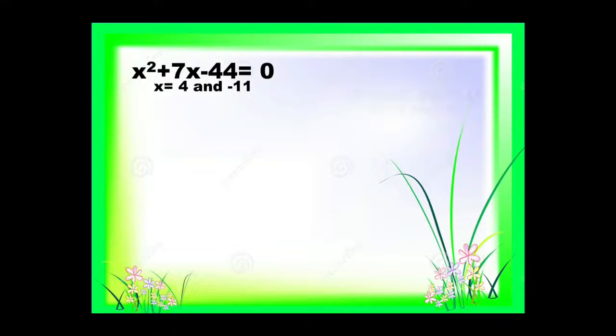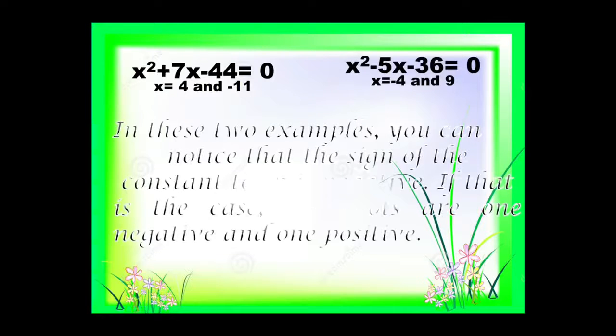Considering these two examples, the sign of the constant term is negative. If that is the case, the roots are one negative and one positive. As you can observe, we have negative 44 and negative 36. I will repeat, if the sign of the constant term is negative, the roots are one positive and one negative.